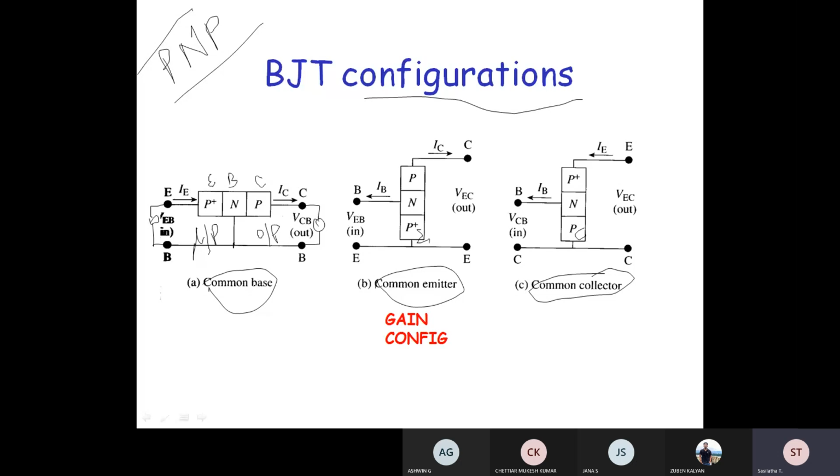There are different ways of using the transistor, of course. And the major application of this transistor is as an amplifier. Amplifier means what? Maybe the input signal given to the transistor is in terms of millivolts. Maybe I will say that 1 millivolt is given as the input of the transistor. At the output, you will be getting some 100 millivolts.